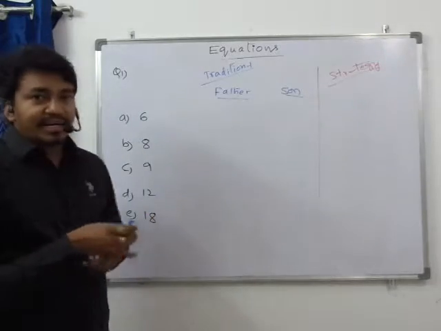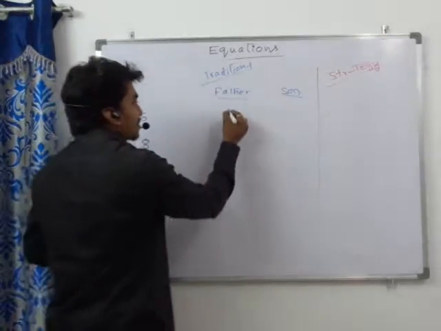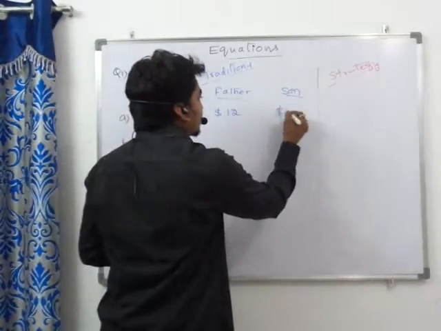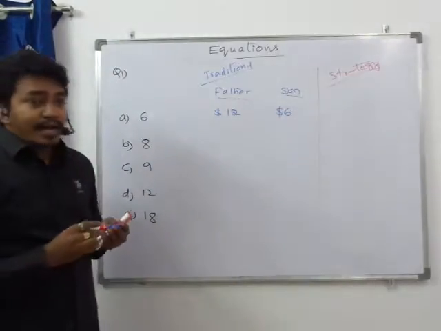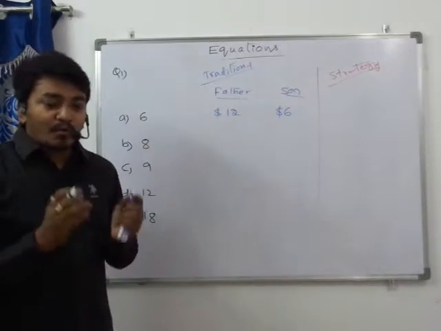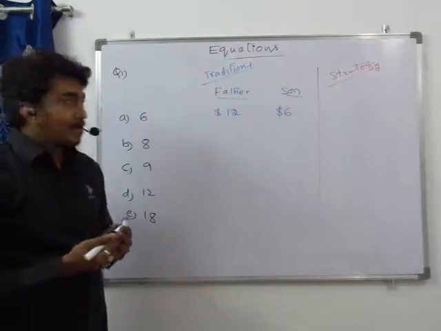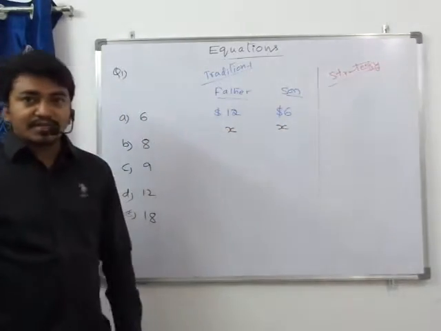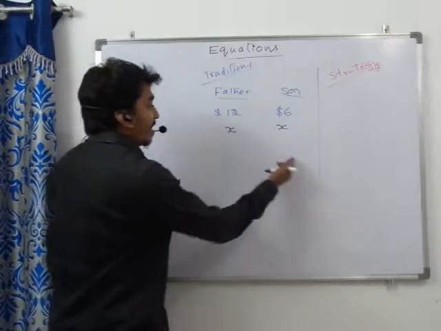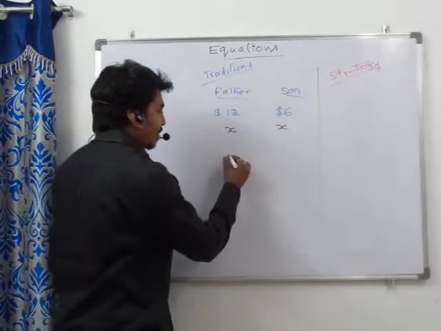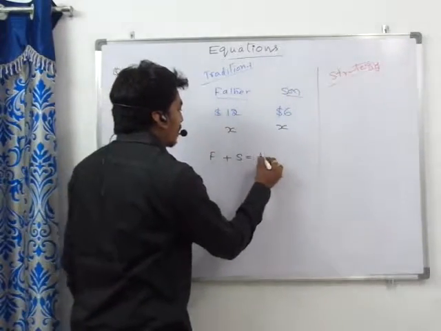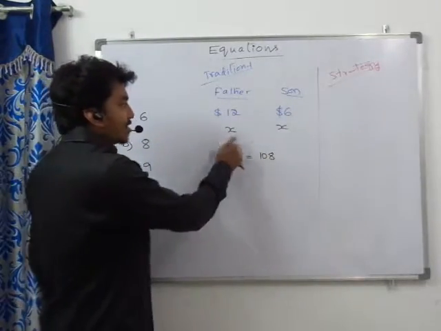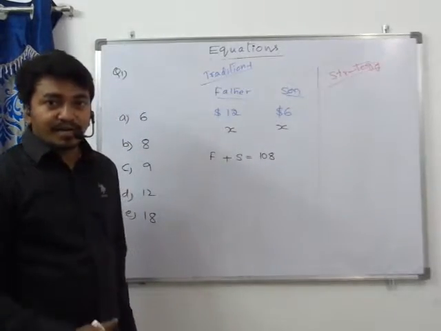Now let us do the traditional method. Father charges $12 an hour, while son charges $6 an hour. If father and son are working for an equal number of hours, so father is working for X hours, son is also working for X hours. But the combined labor charge for father and son is totally $108. Then how many hours does each of them work? What is the X value here?